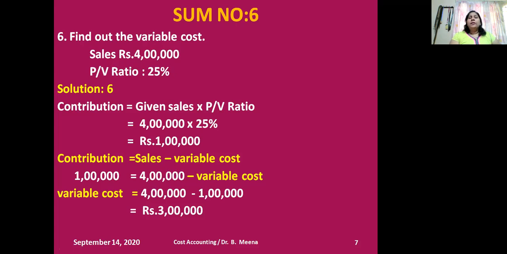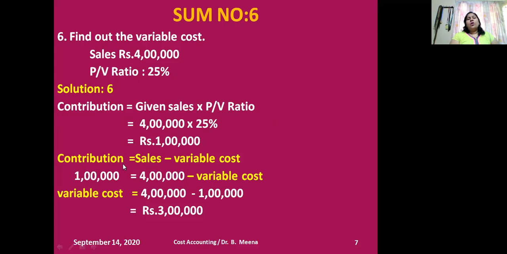Again, I'm repeating, sales is given in this problem. If I use both the information to calculate the contribution by applying the formula, contribution is equal to sales into PV ratio. Sales is 4 lakhs, PV ratio is 25%. So contribution is 1 lakh. So if I knew contribution, I can compare the contribution with my sales 4 lakhs. So that gives, what is that? Variable cost.